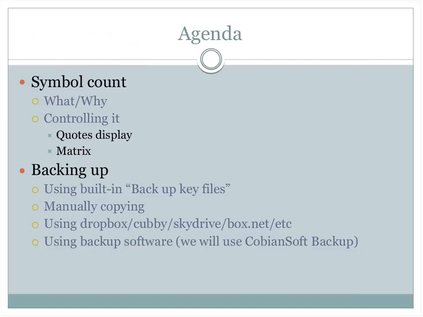Secondly, we're going to talk about backing up using either our built-in function we have called backup key files. You can actually just manually copy the files using Windows. You can also use a service such as Dropbox, Cubby, SkyDrive. There's a million out there. And lastly, I'm going to get into a nice free little piece of software called Soft Backup, which will allow you to schedule backups in the background and copy files onto, for example, perhaps another computer you have, or even an external hard drive or a thumb drive.